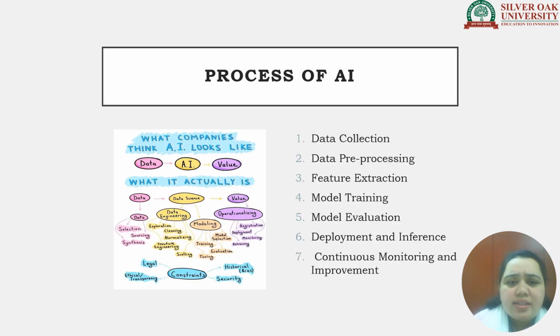Let's understand the journey of turning data into intelligent decisions. The process of AI includes data collection, data pre-processing, feature extraction, model training, model evaluation, deployment and inference, continuous monitoring and improvement. Let's try to break down and understand the process.